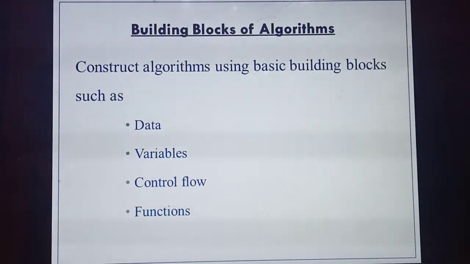In the building blocks of algorithm, there are totally 4 main building blocks. If you need to build a house, which is the basic building block? Basement is the basic building block, isn't it? Likewise, if you need to construct an algorithm, there are basically 4 building blocks. What are the 4 building blocks? Data, variables, control flow and functions. Okay students, these are the 4 important building blocks: data, variables, control flow and functions. Now we are going to study each of them in detail.